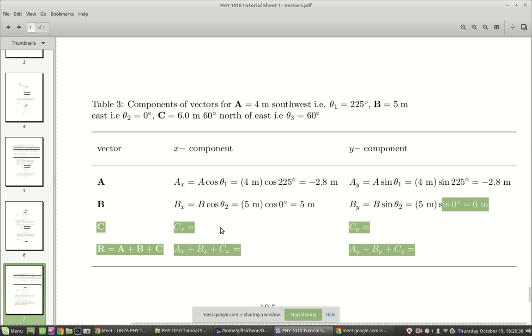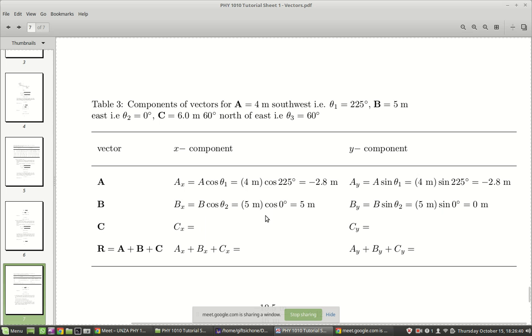So we see here, when it comes to B, B has an x component, and that x component is 5 meters, which is actually the size of the vector. Because B lies along the positive x-axis, B does not have any y component. The y component of B is equal to 0. Is that clear? Yes, sir.